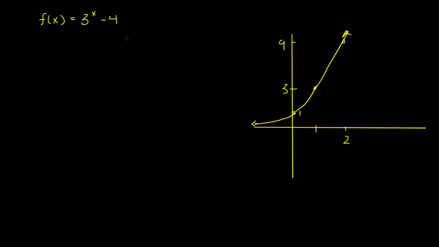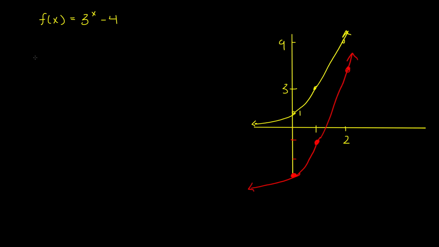Alright, so now we're going to go down 4. So I'm going to take each of my outputs. This 1, I'm going to go down 4: 1, 2, 3, 4. This 3, I'm going to go down 4 to negative 1. This 9, I'm going to go down 4 to, I don't know, 5. Again, not drawn to scale. That's the same for each one of these points here. So we're looking at something like this.